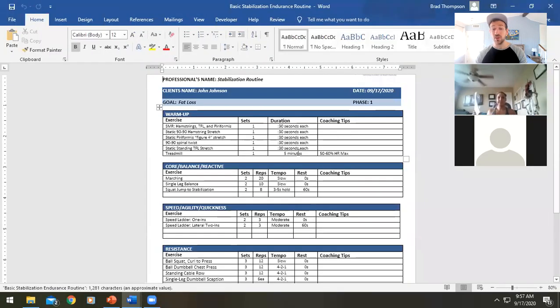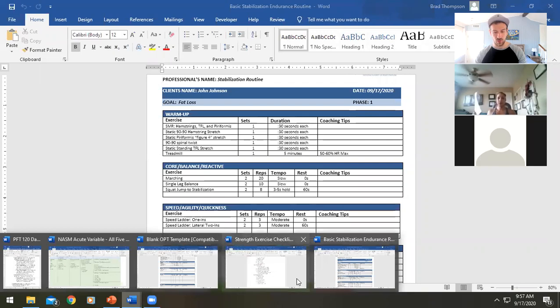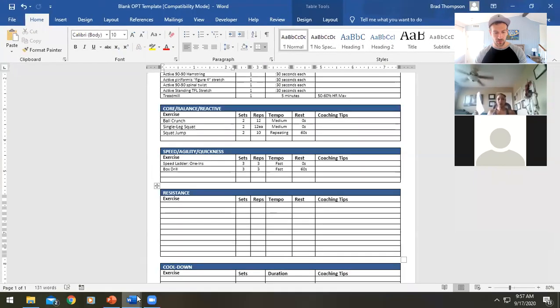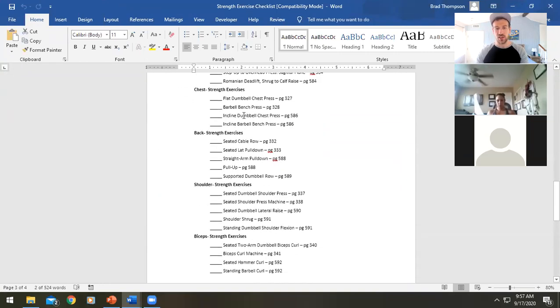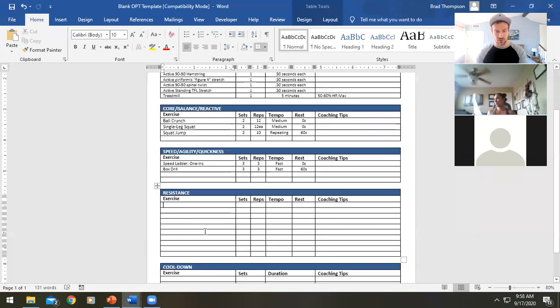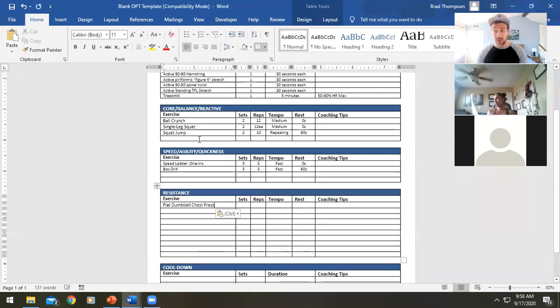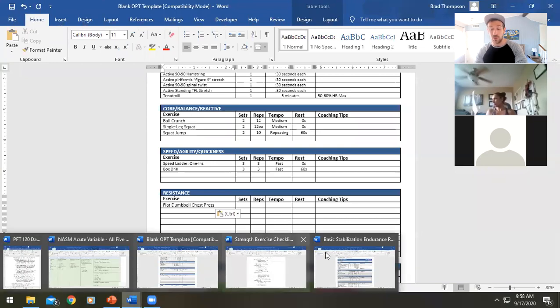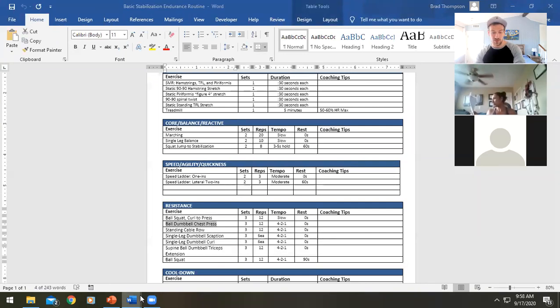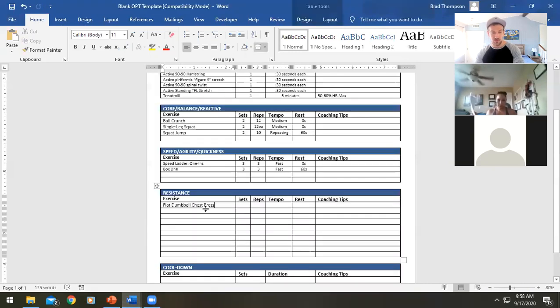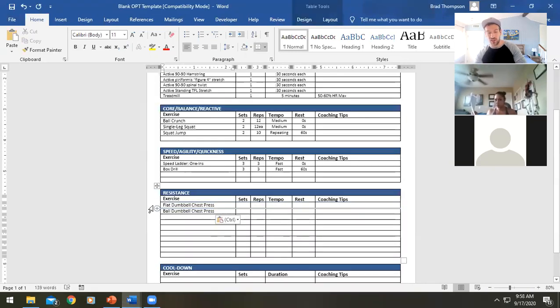So what I'm going to do is open up my strength checklist here. I'm going to go down to my first chest strength exercise, which is the flat dumbbell chest press. So I'm going to put that here as my exercise A. Then I'm going to go to our other routine from the month before. I'm going to grab that chest press from there, which is the ball dumbbell chest press, and I'm going to pair those two up.